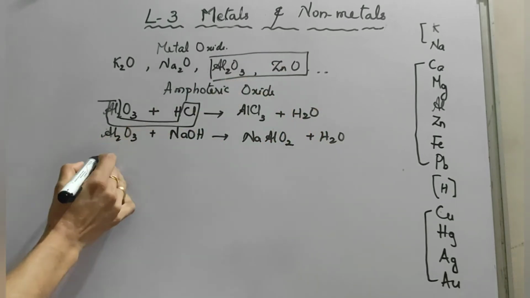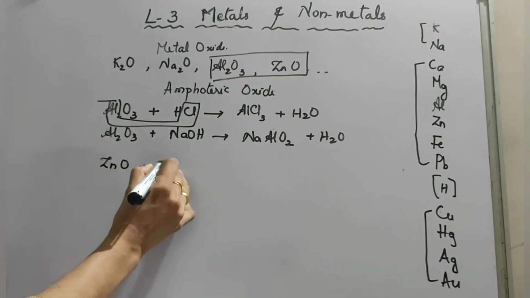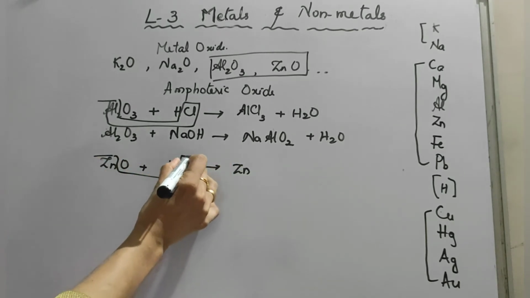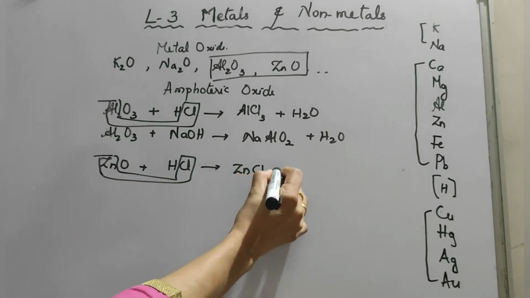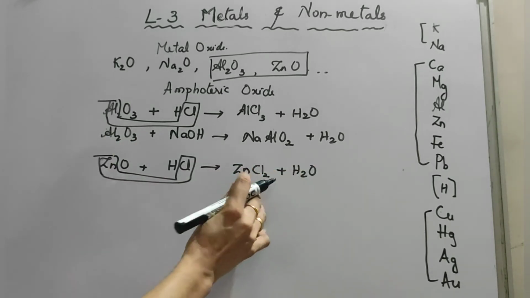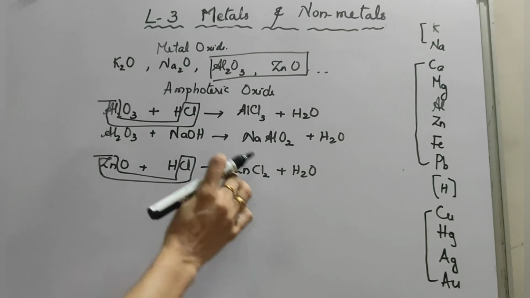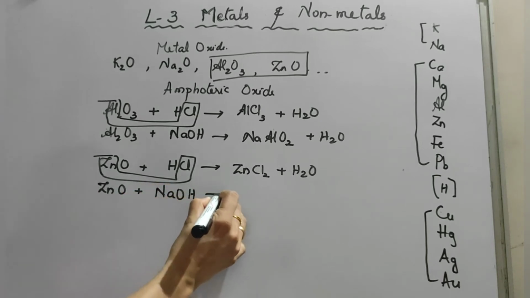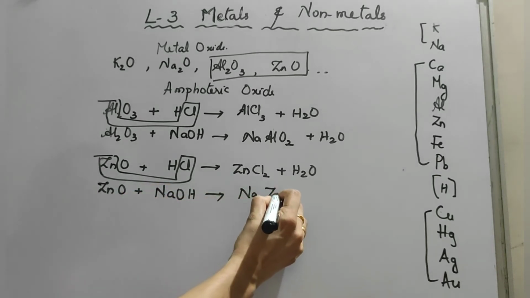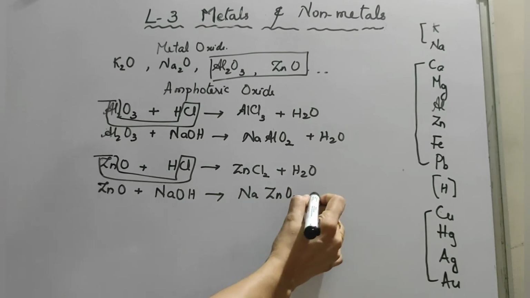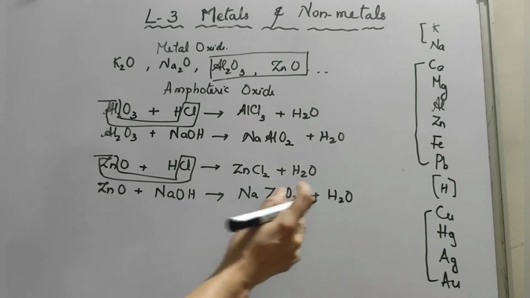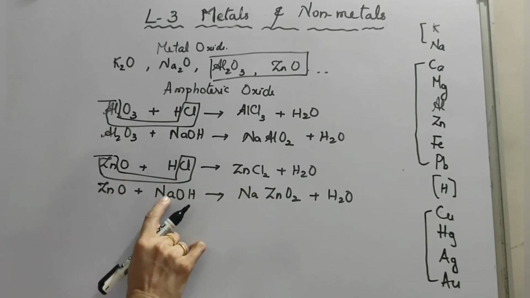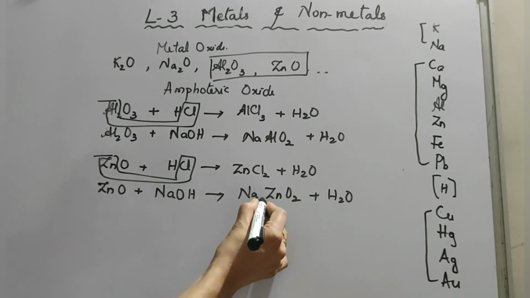Now check the case of zinc oxide. Zinc oxide also reacts with the same acid to form what? Zinc and chlorine form zinc chloride, ZnCl2, plus water, because zinc is in +2 ionic state and chlorine is -1. Zinc chloride. And another, zinc oxide reacts with base NaOH to form sodium zincate, Na2ZnO2, plus H2O. That is sodium zincate.